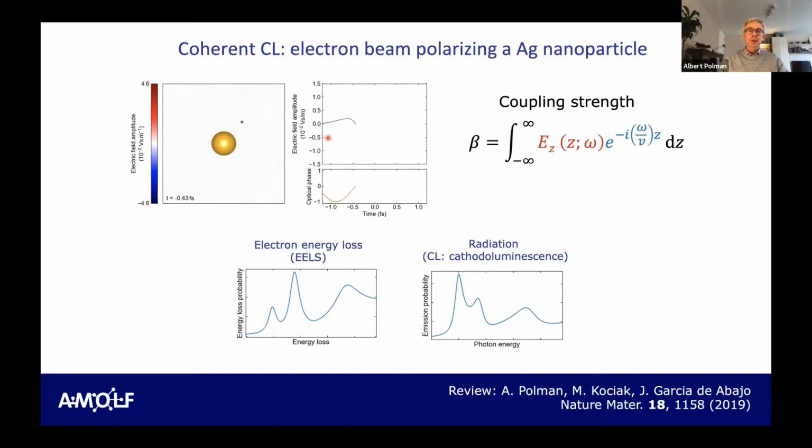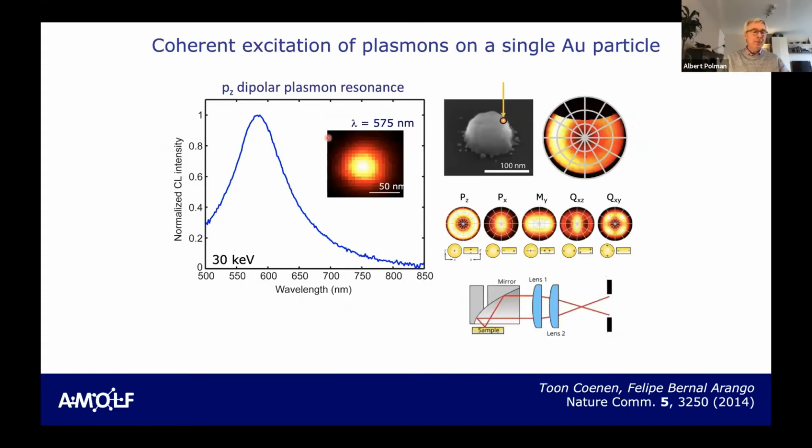Right. So that's a classical description, but in the end, it's a quantum mechanical phenomenon. The electron either loses energy or it doesn't, and the probability for that is given by that classical calculation. So let's see if that works in practice.